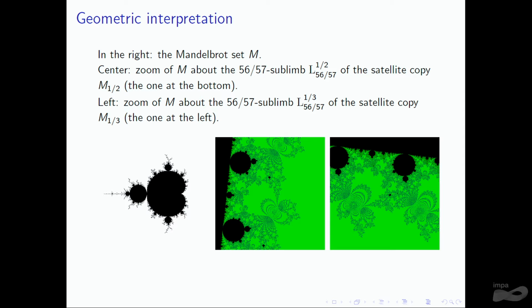Well, more or less. So we were looking at the map between satellite copies, this satellite copy and this satellite copy. We know that the map is quasi-conformal everywhere but in a neighborhood of the root, and we want to give an intuition of why it cannot extend quasi-conformally to the root.